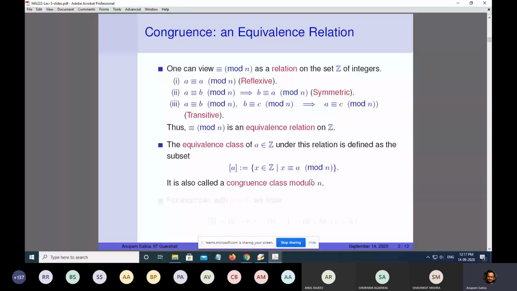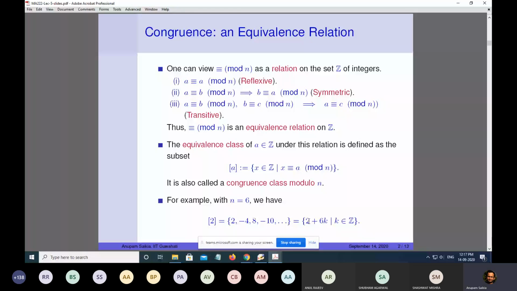Example, let's take n equal to 6 and let's take the element 2. What are the elements which are congruent to 2? Certainly 2 itself, because it's a reflexive relation. But minus 4 also, because 2 minus minus 4 is divisible by 6. Similarly, 8, minus 10. So in fact, in other words, it is 2 plus 6k, because for any integer of the form 2 plus 6k, you subtract 2, then it is divisible by 6. So these are all congruent to 2.